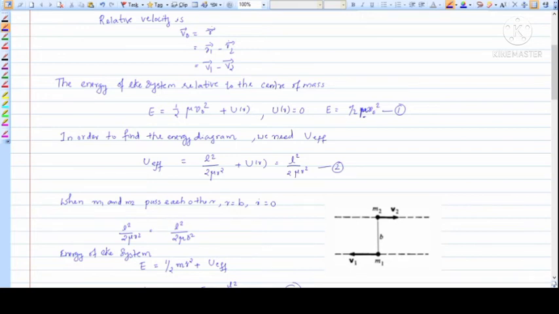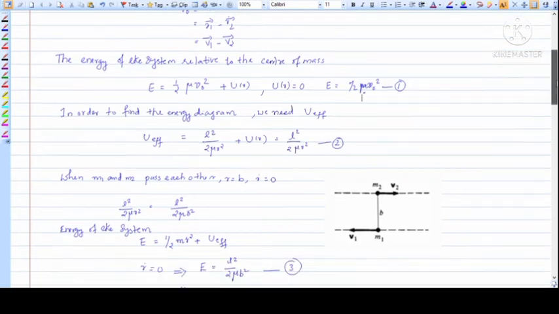Put it as equation number 1. And in order to find the energy diagram, we need U effective. We have to find the effective potential. And one thing I have to tell is that v0 is constant, because v1 is a constant and v2 is also a constant. Therefore the difference between them is a constant. Therefore v0 is constant velocity. Relative velocity is constant.